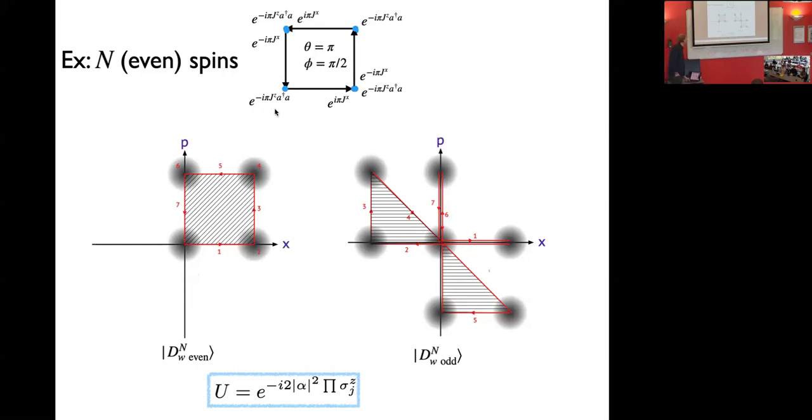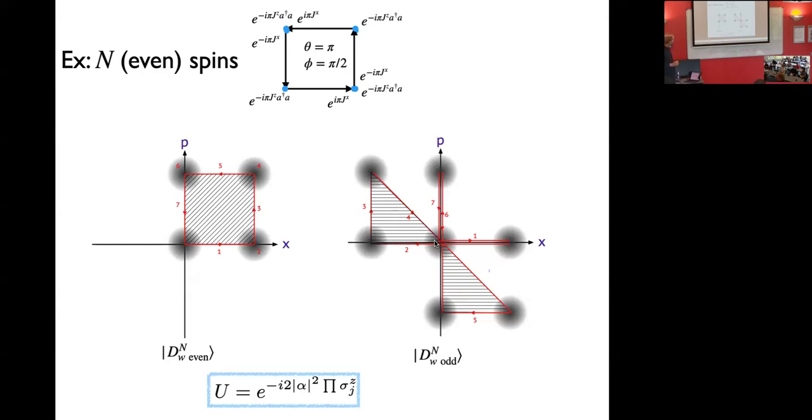Because W is even, the action of this rotation gives you a 2 pi action here. And if the weight is odd, then you get a trajectory which looks a little bit different. So the first step takes you over to the right. The second step takes you over here, the third, fourth, fifth, all the way up, and then finally you return to the origin.